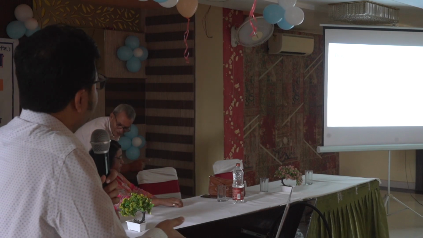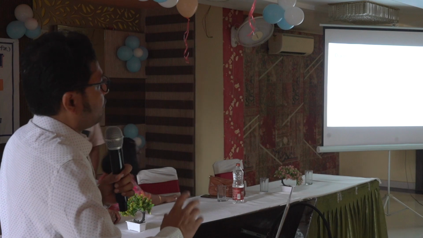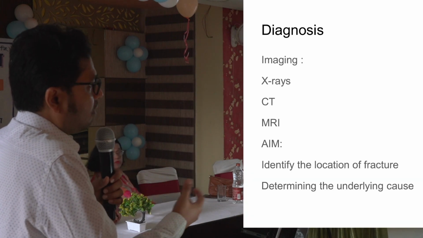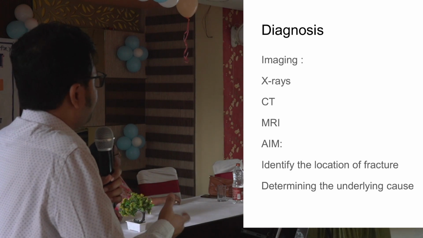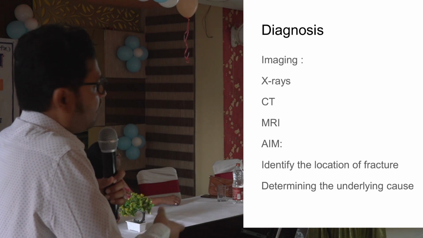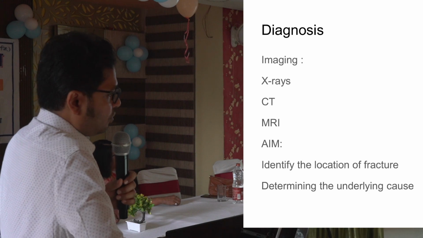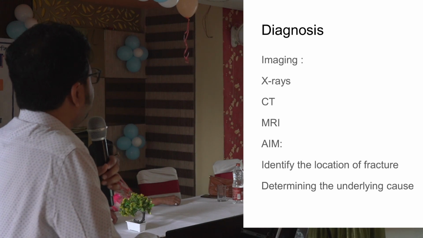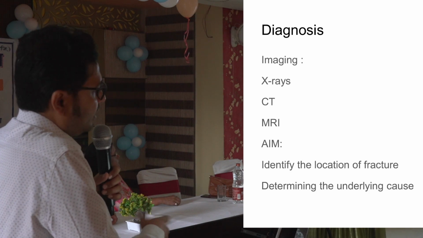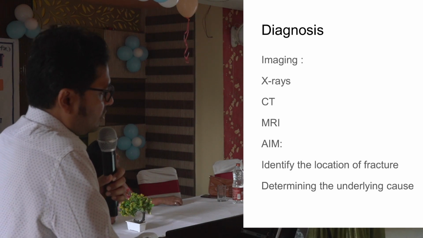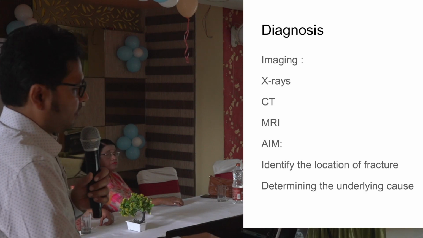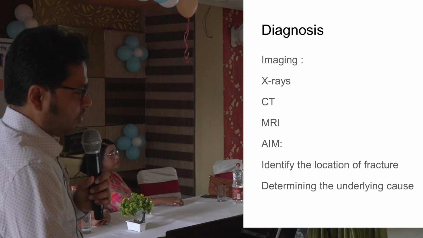X-rays are the most basic thing, and sometimes a fracture is not visible on X-rays. Even in distal X-rays we cannot see some fractures. Some minor fractures are not visible on X-ray, so we should do a CT, and whenever we suspect a lump, a benign, malignant or tubercular lesion, we should do an MRI also. The aim is to identify the location of the fracture and determine the underlying cause.